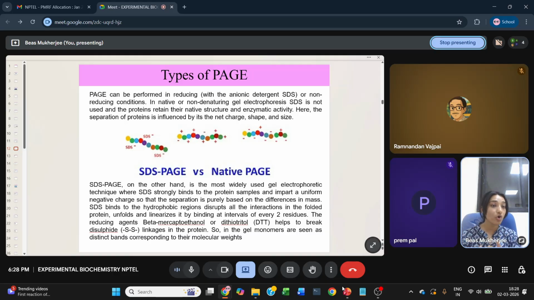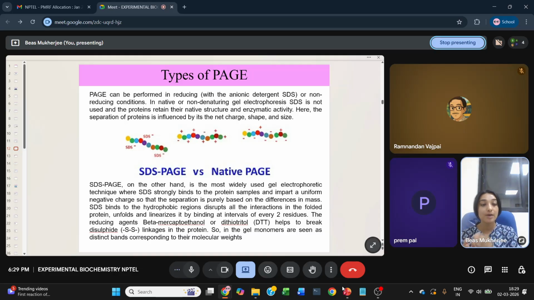In native or non-denaturing gel electrophoresis, SDS is not used and the proteins retain their native structure. So if you want to study a particular protein and its interaction with, let's say, DNA, then the type of gel you use is native gel, and the experiment is known as EMSA, electrophoretic mobility shift assay. The protein is there and the DNA is added, and as the concentration is varied, we see that the complex is formed and the mobility of the complex is tracked.